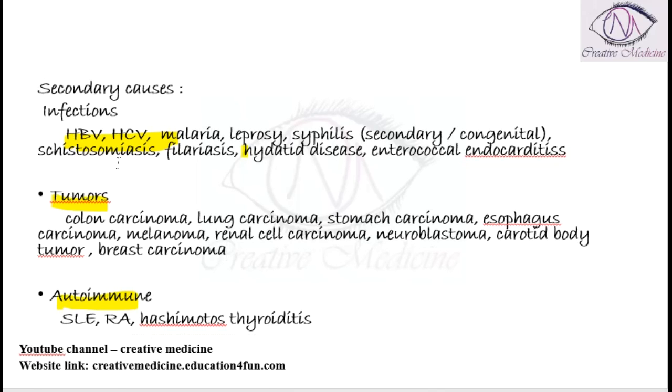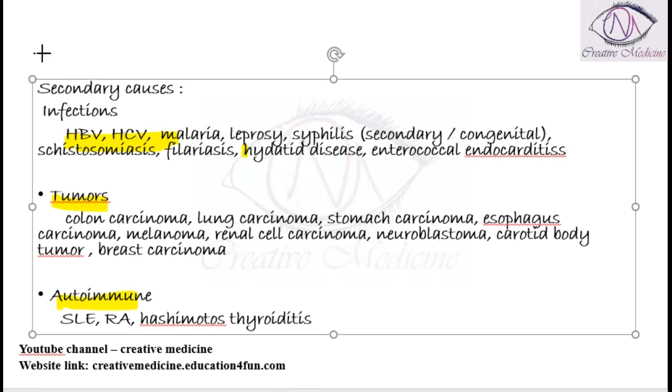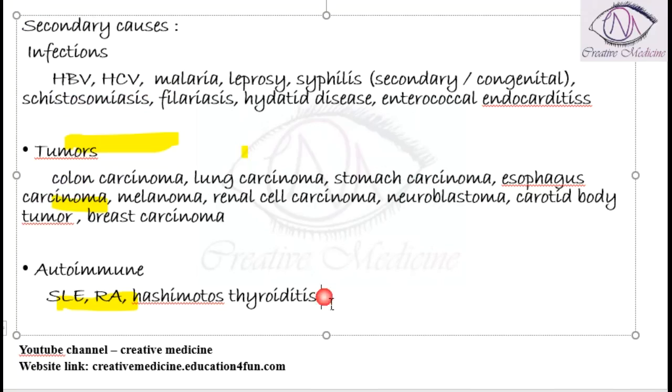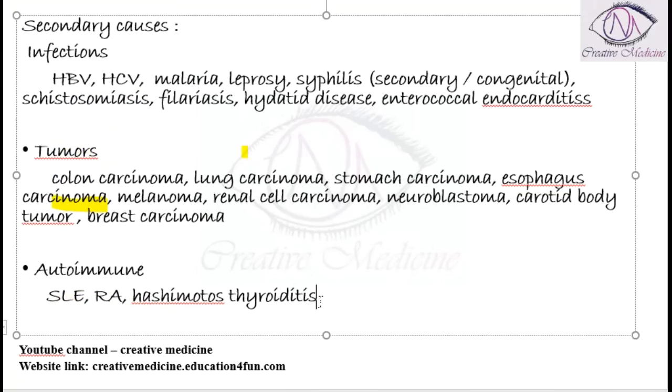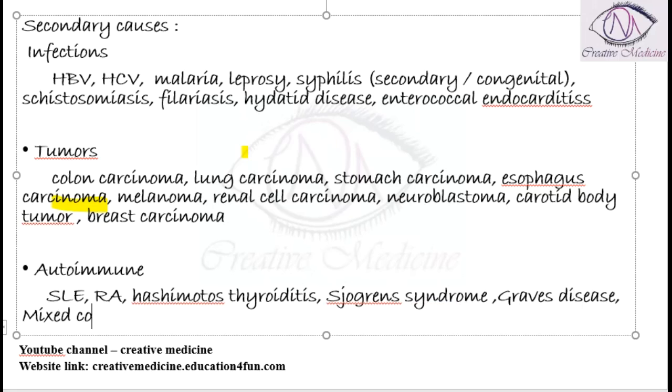Then we have autoimmune conditions. Autoimmune conditions which are associated with membranous glomerulonephritis include rheumatoid arthritis, systemic lupus erythematosus, Hashimoto's thyroiditis, Sjogren's syndrome, Graves' disease, and mixed connective tissue disease.